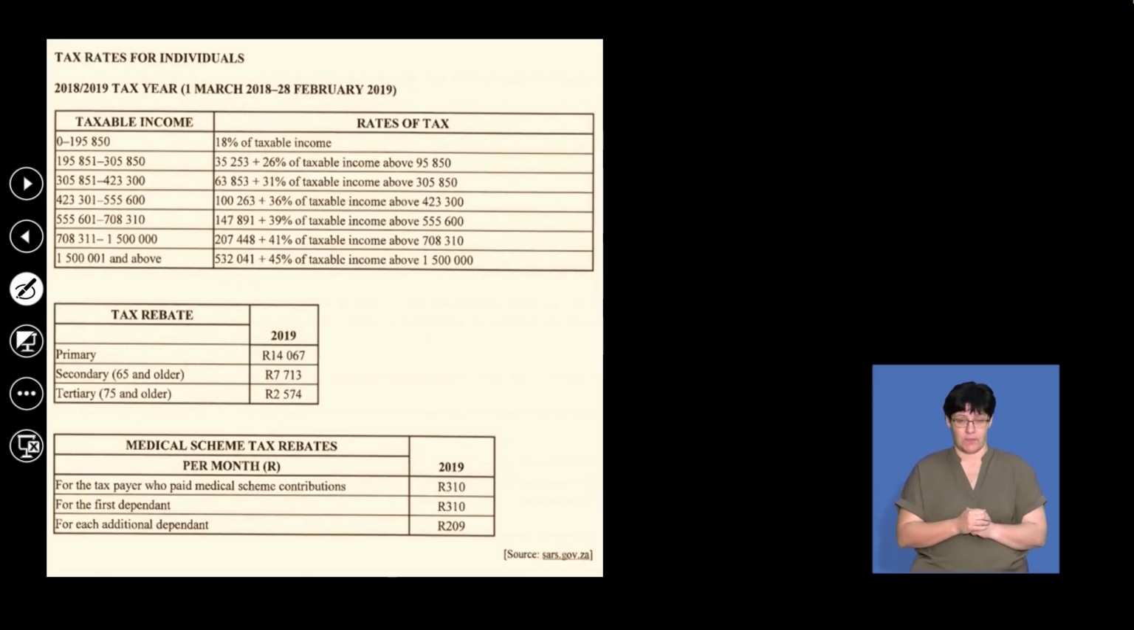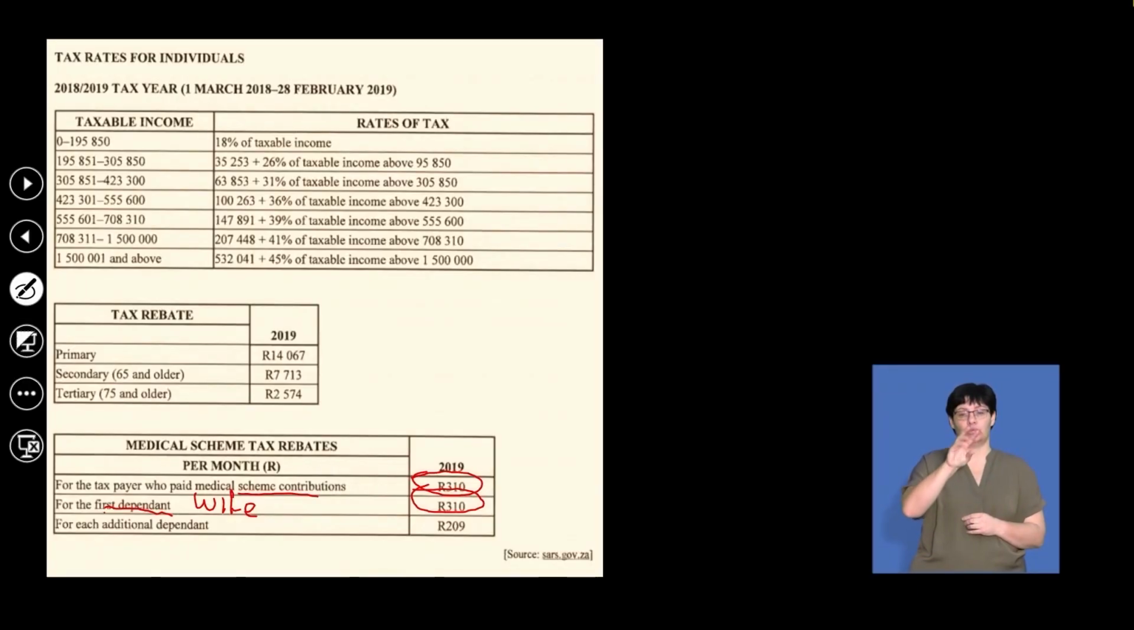So we're going to go to our table and we're going to see that it was for himself. For the taxpayer who paid medical scheme contributions, it's 310 Rand. Then for his first dependent, that's his wife, he's also getting 310 Rand. If he had any additional dependents, maybe children, then he would get 209 Rand per child or per dependent. So our amount here is 310 basically times 2, or we can add them.